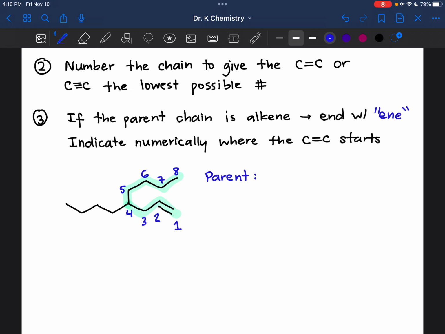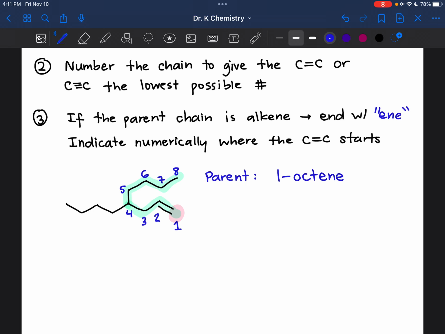So the fact that this chain has 8 carbons means I'm going to have the prefix oct to indicate 8 carbons. And then I'm going to give it an ending -ene because it's an alkene. But I do have to indicate numerically where that double bond starts. So you're always going to notice that the double bond is on carbons 1 and 2. You always want to give it the lower number. That's the start of that particular alkene. So we're going to call this 1-octene.